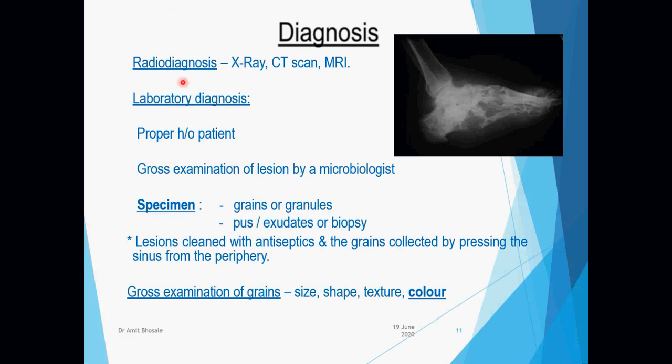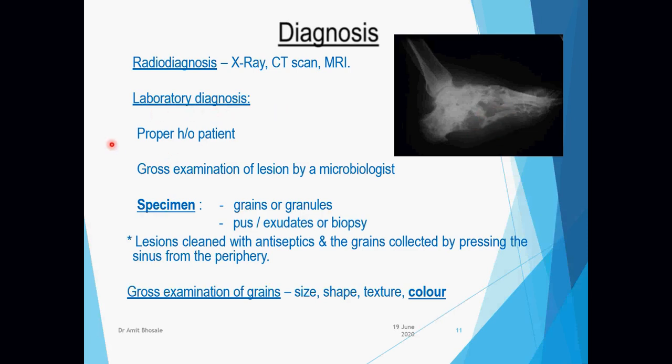Diagnosis of mycetoma. First is radiodiagnosis: X-ray, CT scan, MRI. This is the CT picture of the foot of a mycetoma patient. You can see the lesions here. There is destruction of the bone and the bone density is typically decreased. So these are the typical lytic lesions, osteolytic lesions, which are common in actinomycetoma.